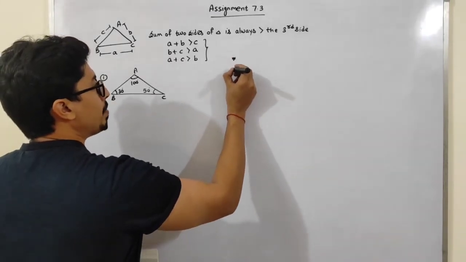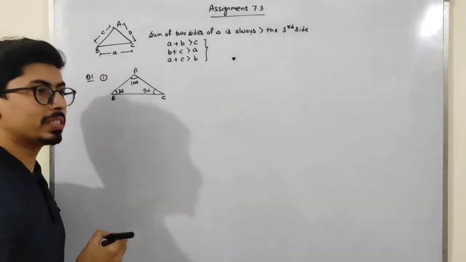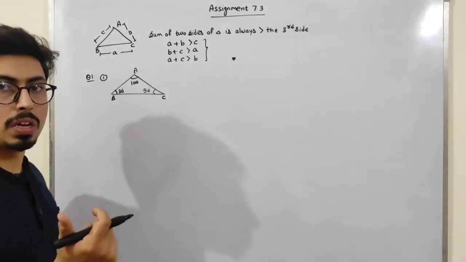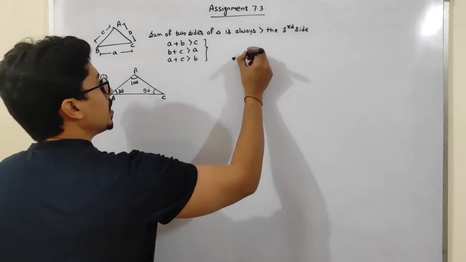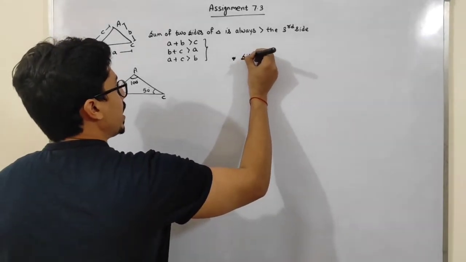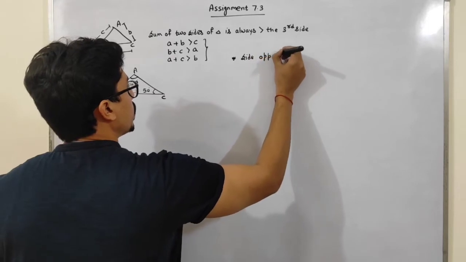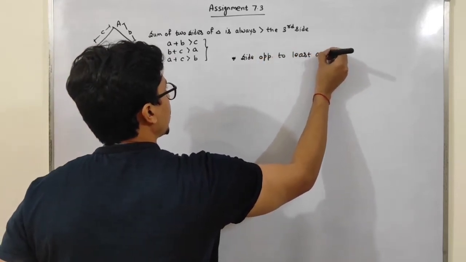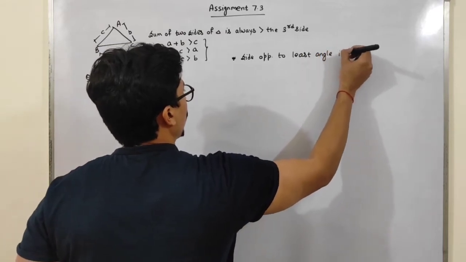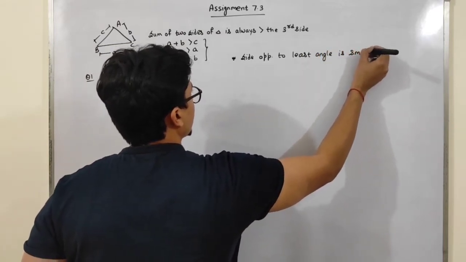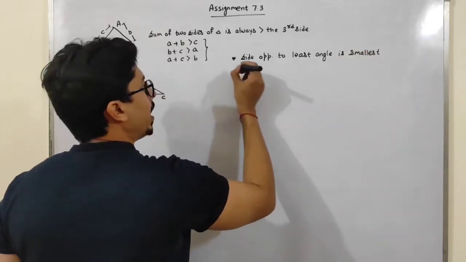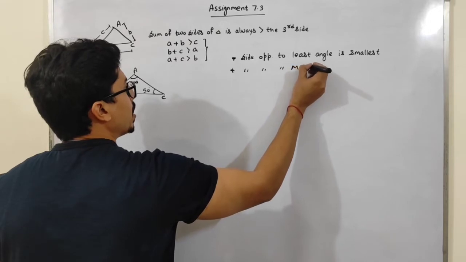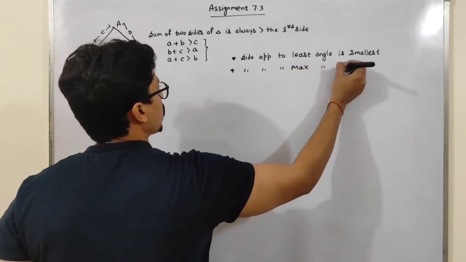Two more properties I have to discuss with you, students. The side opposite to the smallest angle is the smallest, see, the side opposite to the least angle is smallest. And one more thing, the side opposite to the maximum angle is largest or greatest.